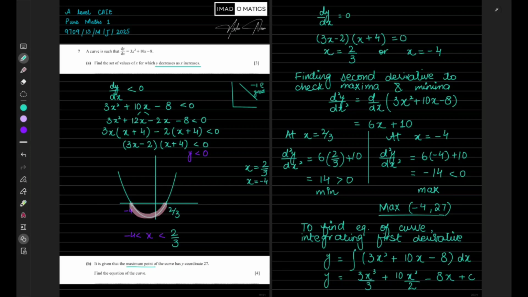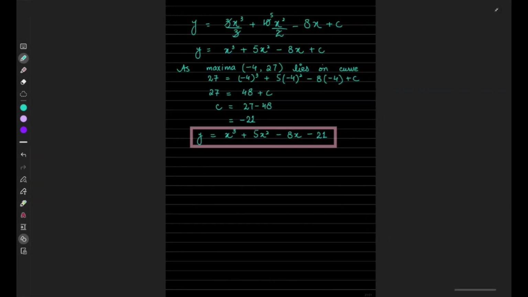So we first found the stationary points by putting the first derivative equal to 0. Then we found out of these which one is referring to the maxima. So we found the second derivative to check the nature, and then we found the equation of the curve by integrating our derivative and then using the maxima point for which we have x and y both coordinates. So here we have the final equation. That's all about question number 7.